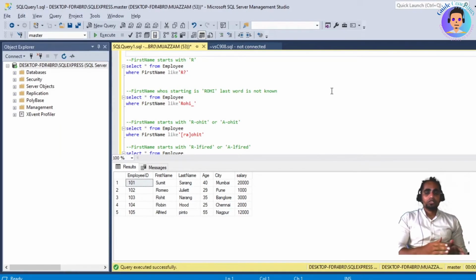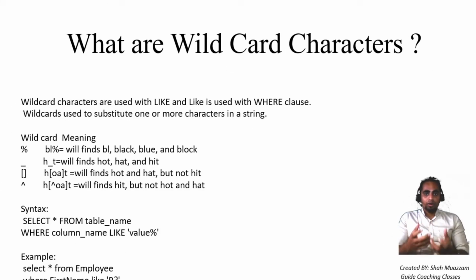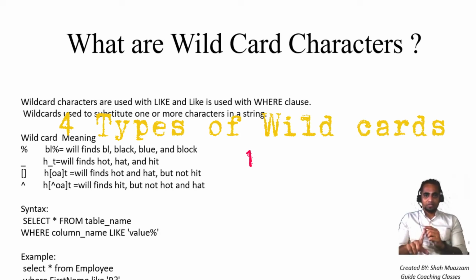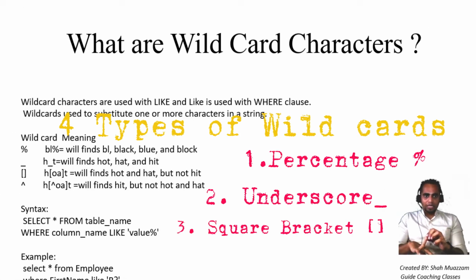In our previous tutorial, we learnt about the where clause. Today, we are going to learn how to use wildcard characters. Wildcards are used to substitute one or more characters in a string. They are used when we have certain conditions and want to fetch records from the database. Generally, we have four types of wildcards: first is percentage, second is underscore, third is square brackets, and fourth one is cap.